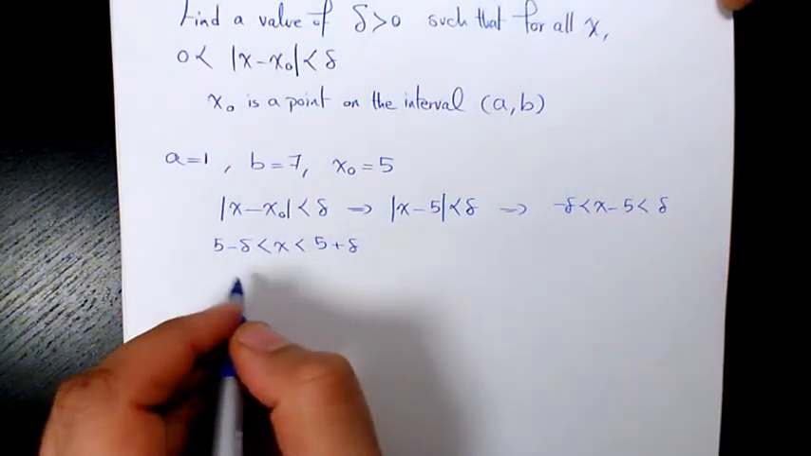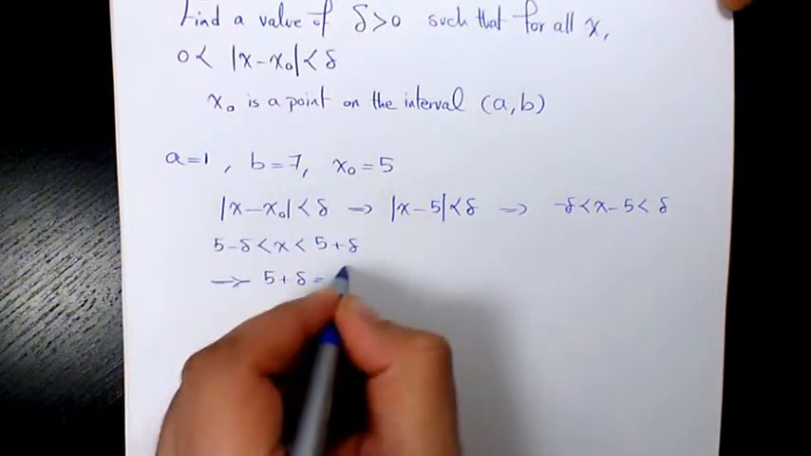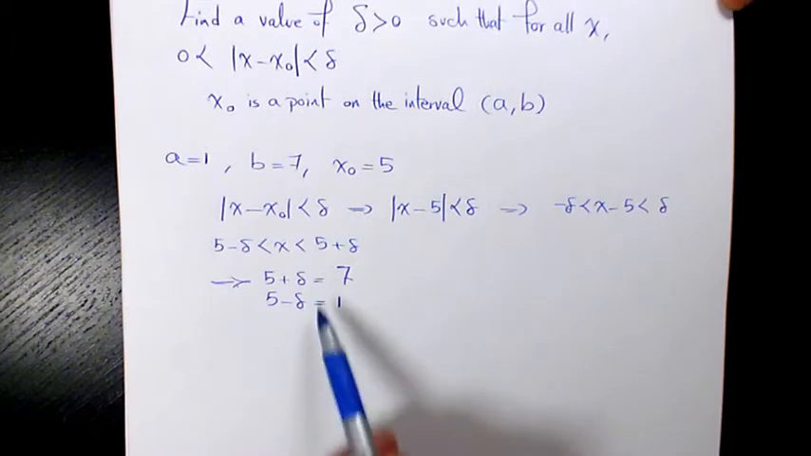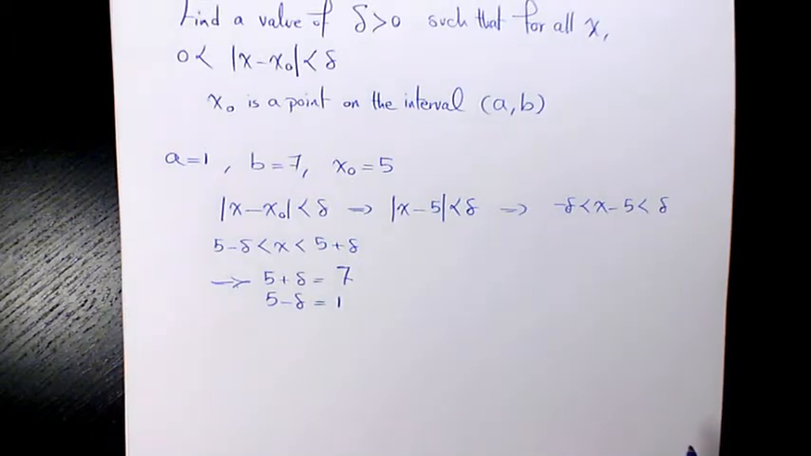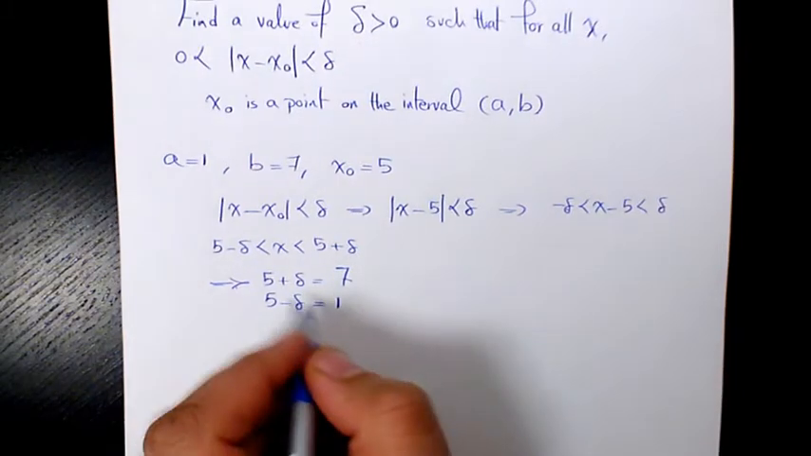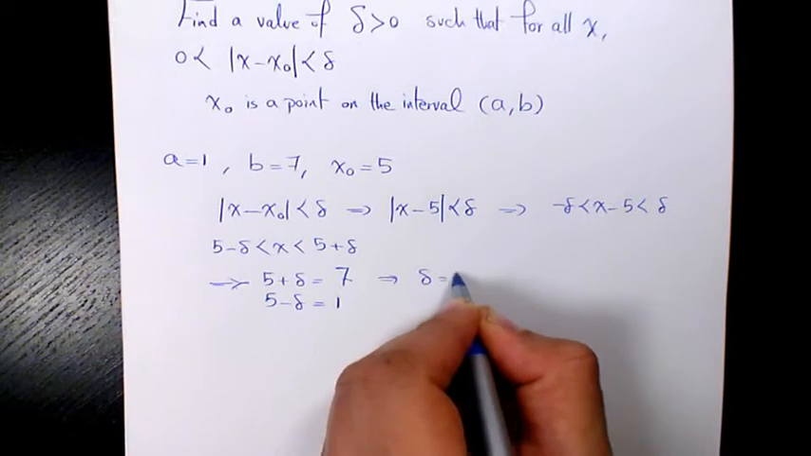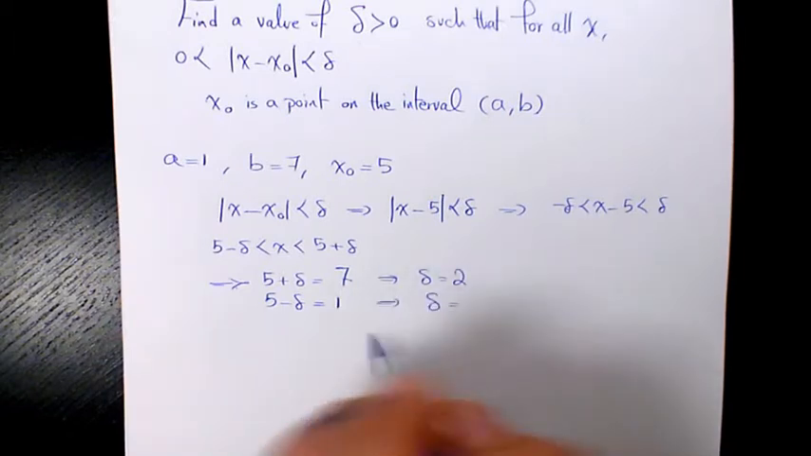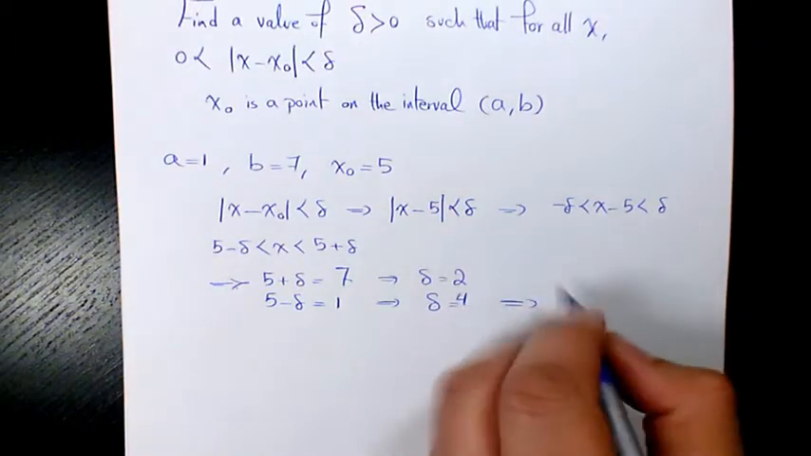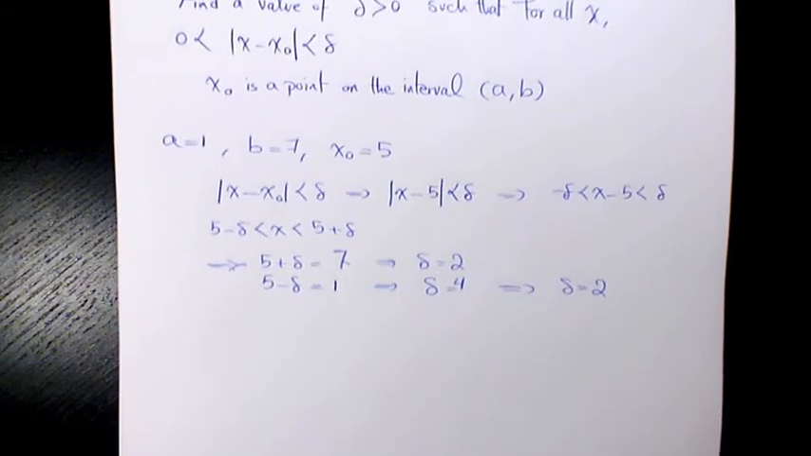And now we need to find out the interval: 5 plus delta equals 7 and 5 minus delta equals 1. If we find two different values for delta, we're going to have an asymmetrical interval. So basically we need to take the smaller one. In this case delta is going to be 7 minus 5, which is 2, and in this case it's 5 minus 1, which is 4. Since the smaller one is 2, we're going to say that delta is 2. That's how we find it.